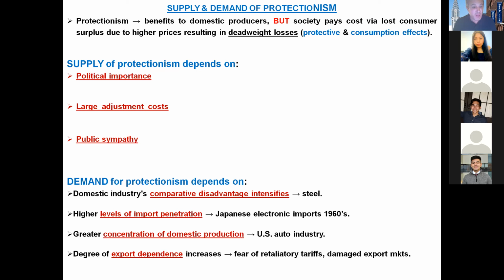Any questions here on the supply, demand and protectionism? Very straightforward stuff.